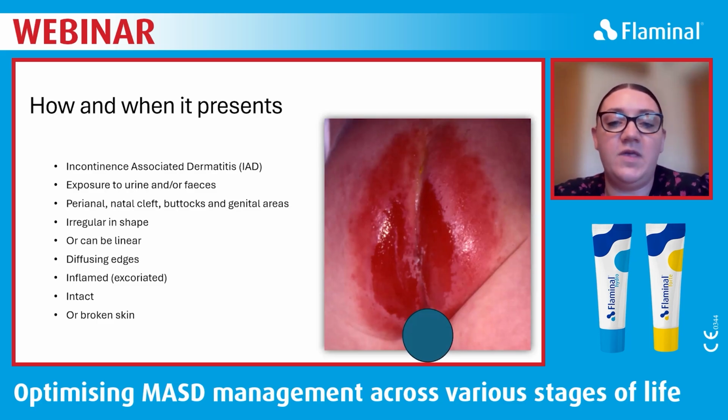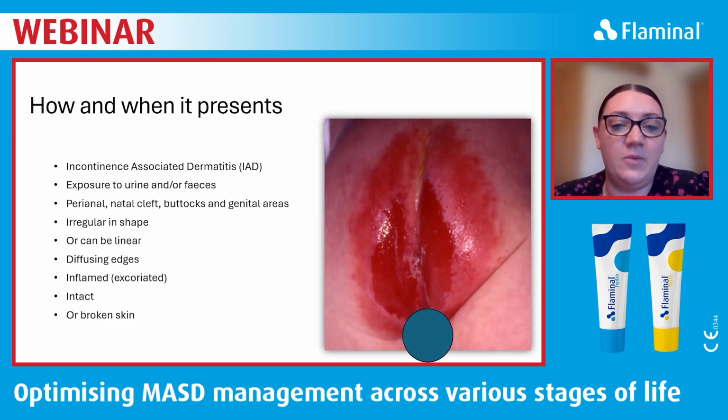So as you can see from the image on this screen, we've got that red excoriation around the edges. We've then got that broken skin showing that granulation, and it's got diffused edges, but it very much looks like a butterfly in terms of how it's very symmetrical on both sides, and that's from where the feces has been in contact with the skin and sitting on the skin, changing that pH level and acting and reacting similar to how a burn would do, and it's breaking down that skin barrier.